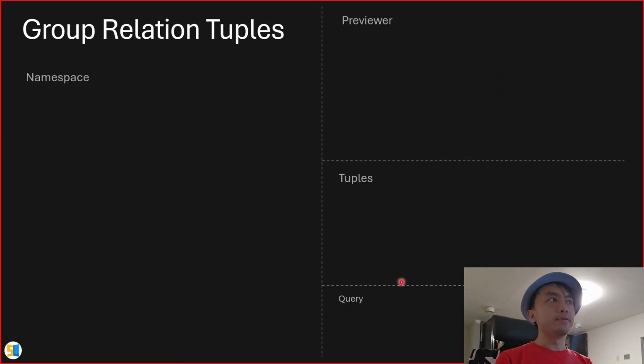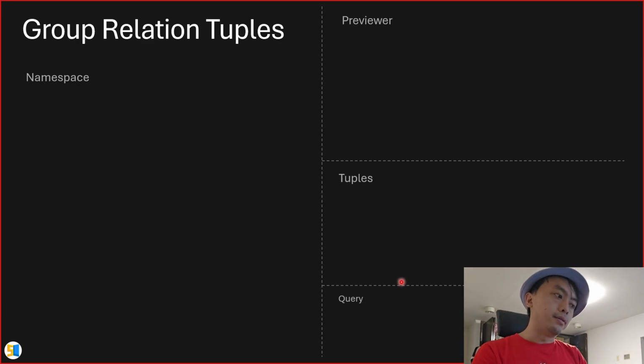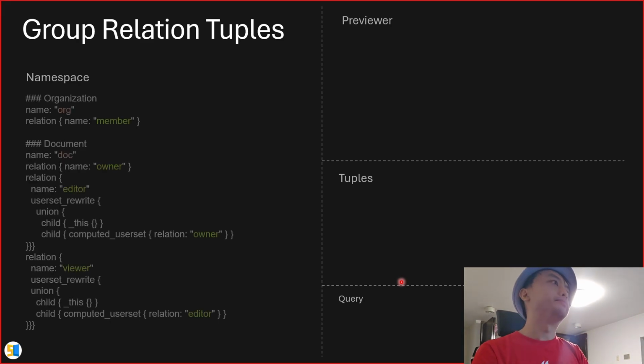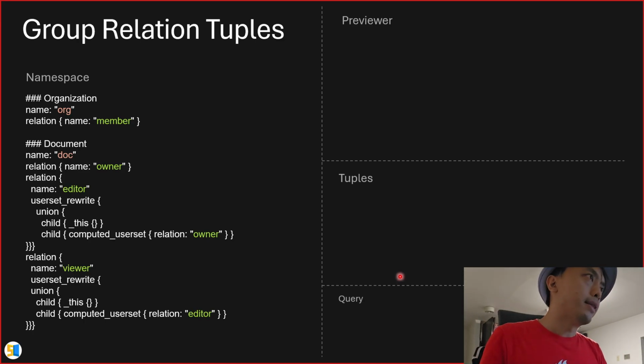Group relation tuples. In Google Drive, we can create groups, and then we can assign access to that group, right? So that every member of that group will also have the same access.